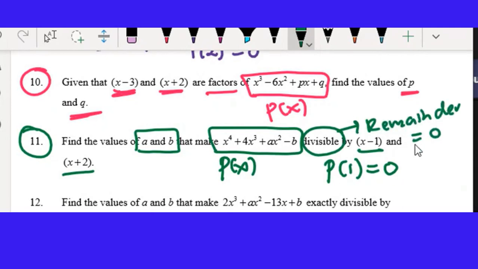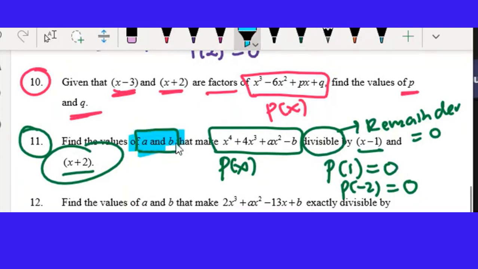is equal to 0. Itu makna divisible by. Lepas tu kalau kita masukkan ini, P of negative 2 also 0. Okay, sekarang kita ambil ni lah. Kalau you tengok, ada A B. This is first equation. Yang ni second equation.